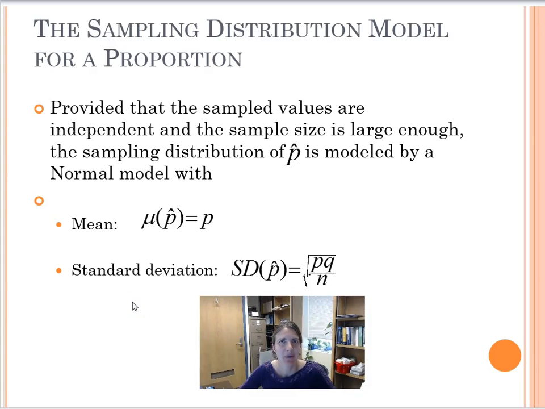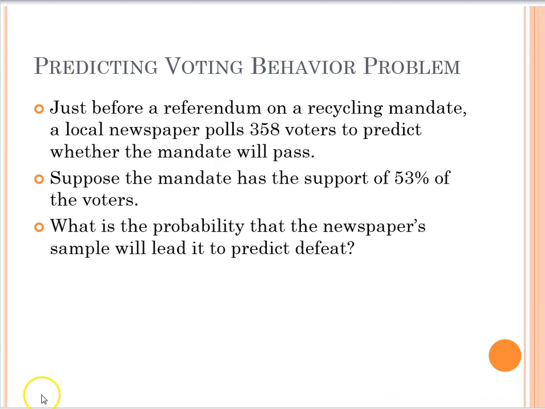So now that we know what the sampling distribution is, let's go through a few problems so we can see how it's used. One way that statistics is used a lot is to predict voter behavior. In this example, we're looking at a referendum, and a referendum is when citizens vote on the passage of a law. So maybe it's the passage of a property tax or a local mandate on recycling, and that's what we're looking at here.